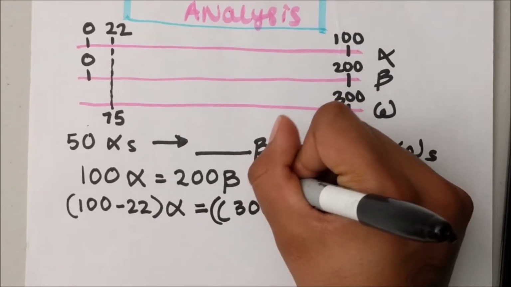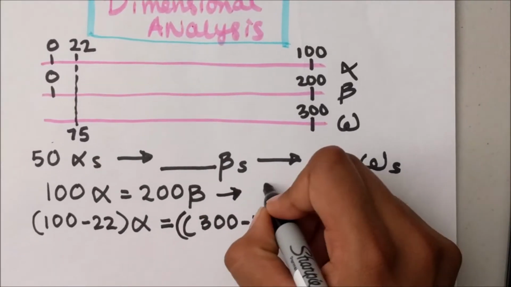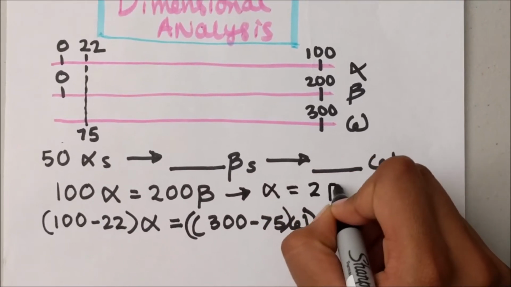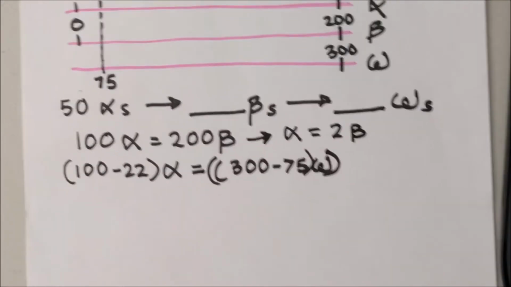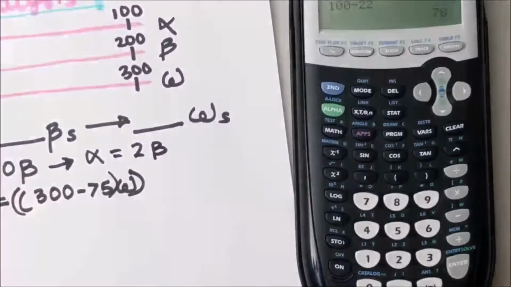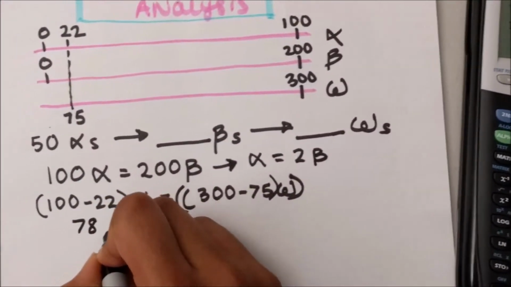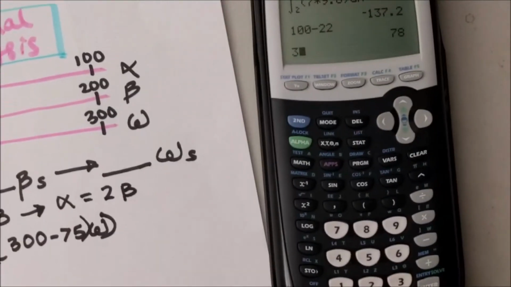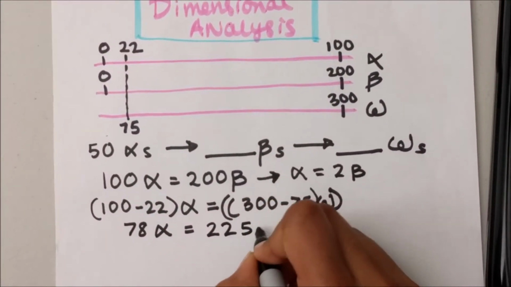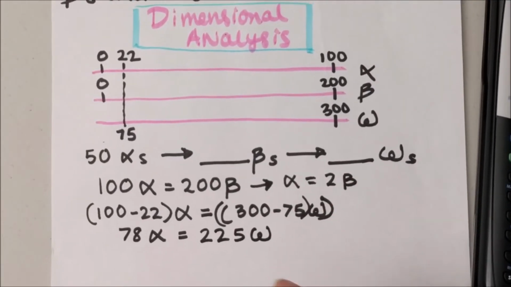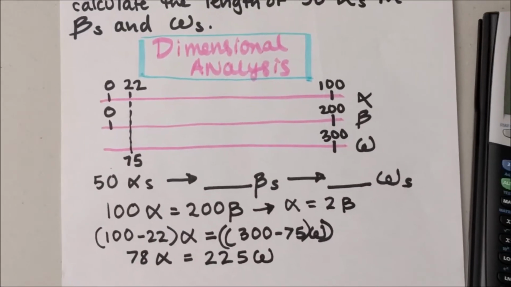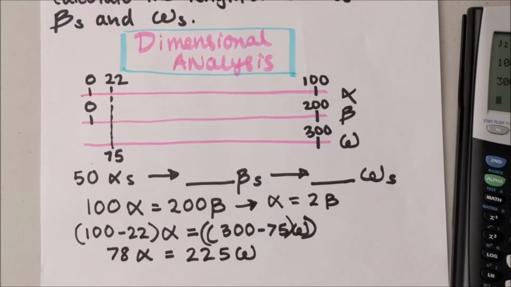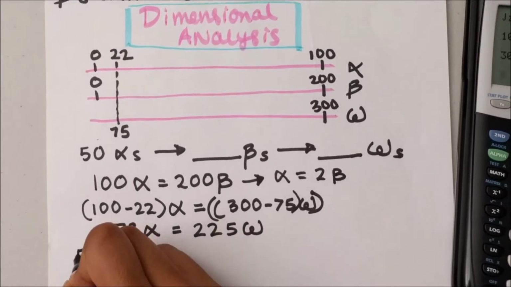Taking our first equation, we can simplify this to alpha equals 2 beta. Taking our second equation, we can simplify this to 100 minus 22, which is 78 alpha, which equals 300 minus 75, which is 225 omega. So here we have some kind of conversion tool that we can use later to find the length of 50 alphas. This is the part where we need to use actual dimensional analysis.